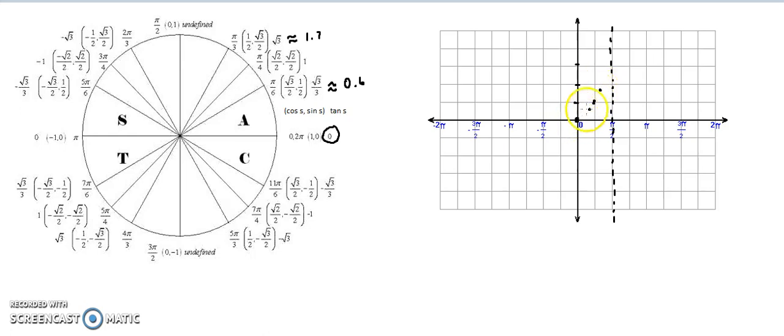And if we filled in more values for tangent, we would see that it's going up like that. And then of course we're going to get close to the asymptote without ever touching it. Okay, so there's 0 to pi over 2.